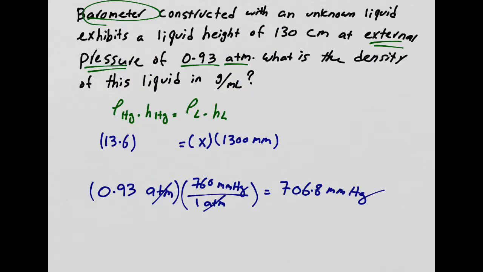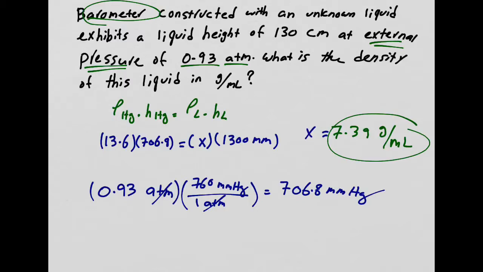Now, I'm going to come over here and plug back in 706.8. Everything has to be in millimeters. So if I do that, what I end up getting for X is 7.39 grams per mL. So far, so good? Okay.